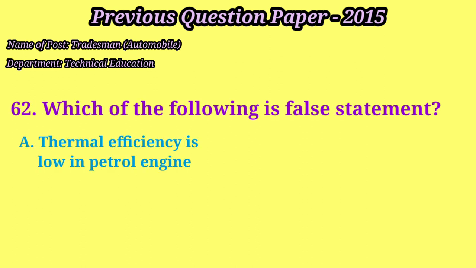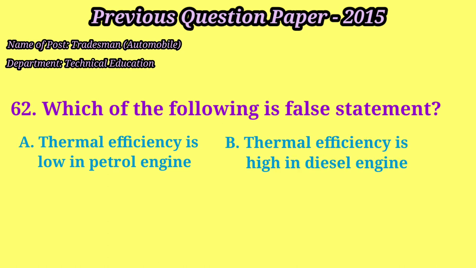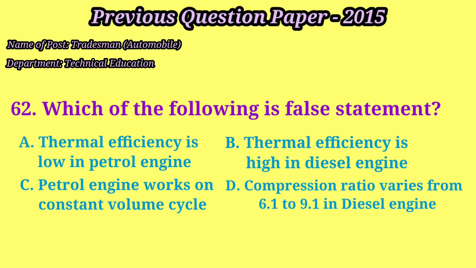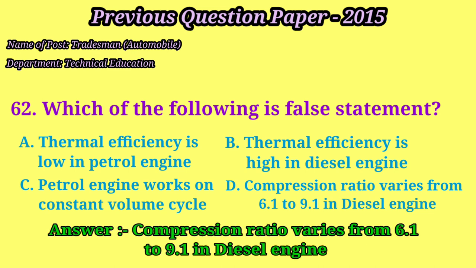62. Which of the following is false statement? A. Thermal efficiency is low in petrol engine. B. Thermal efficiency is high in diesel engine. C. Petrol engine works on constant volume cycle. D. Compression ratio varies from 6:1 to 9:1 in diesel engine. Answer. Compression ratio varies from 6:1 to 9:1 in diesel engine.